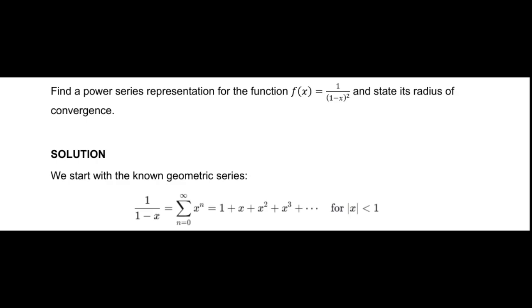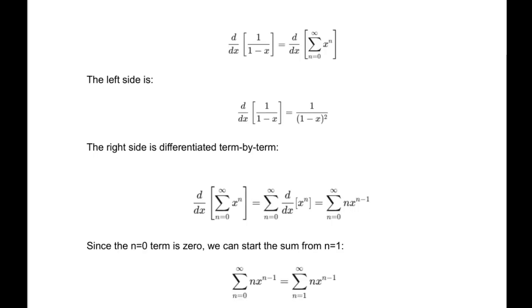Now it equals 1 plus x plus x squared plus x cubed plus and so on, for the absolute value of x less than 1. We notice that 1 over (1 minus x) squared is the derivative of 1 over 1 minus x. Therefore, we differentiate both sides of the equation. We now have d over dx of 1 over 1 minus x equals d over dx of the summation of x raised to n, as n equals 0.